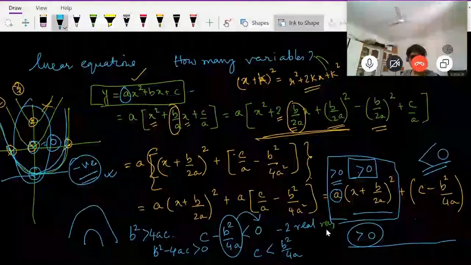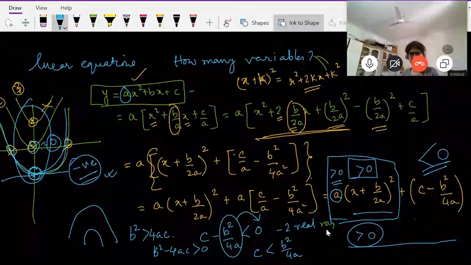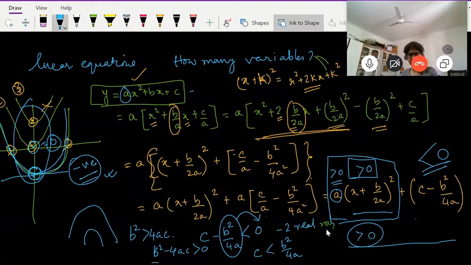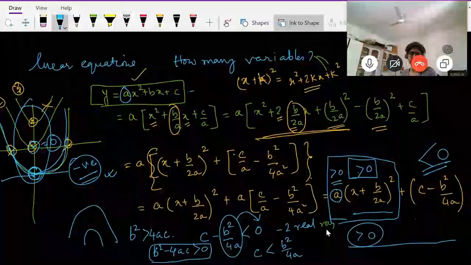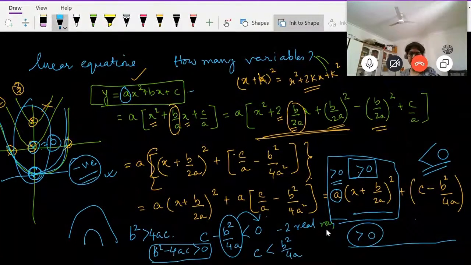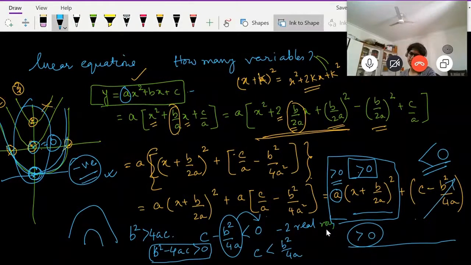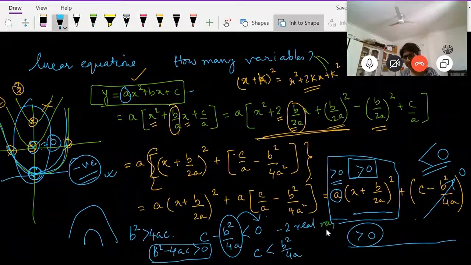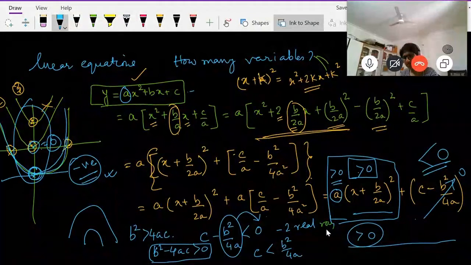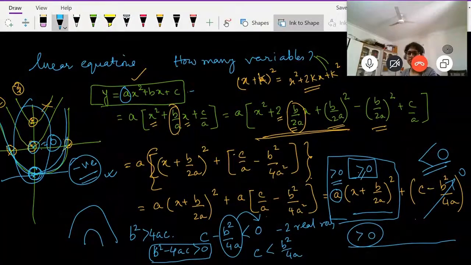Why is it so? Because this point has to be negative. And from there we can derive that b square minus 4ac has to be greater than 0. What happens if b square minus 4ac is equal to 0? That means this term will become equal to 0, then the expression will remain positive or 0. This is greater than or equal to 0.